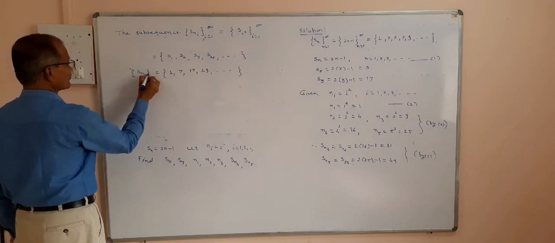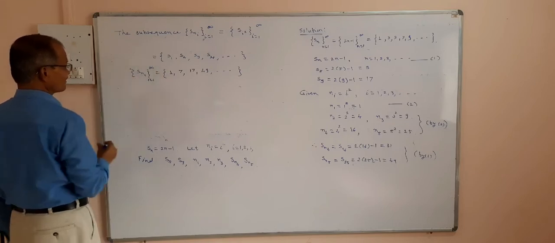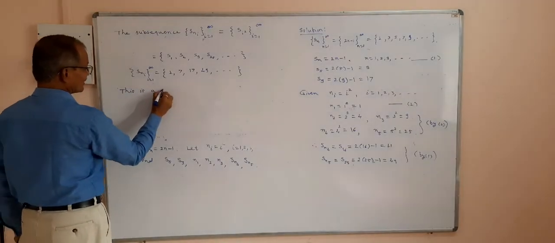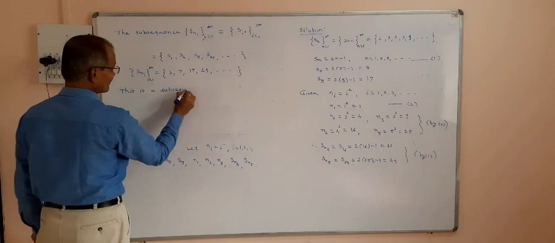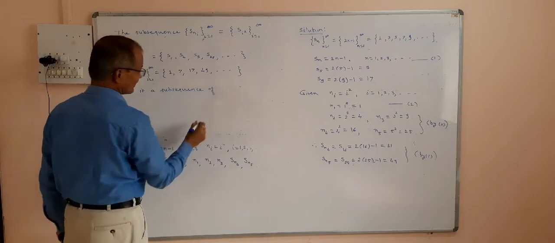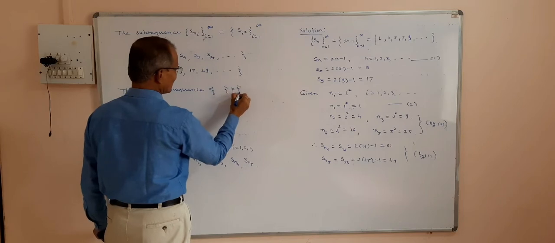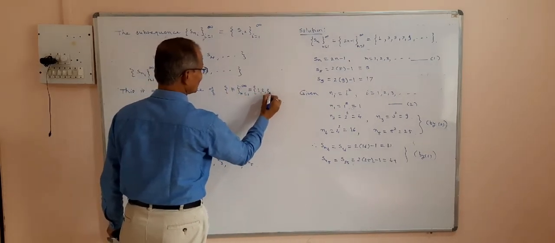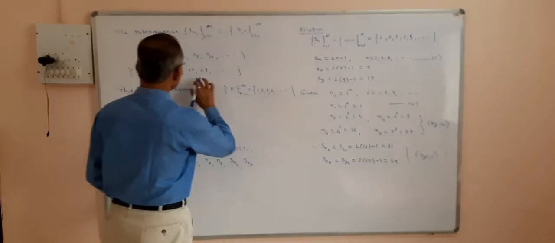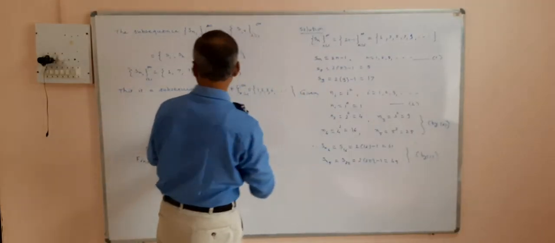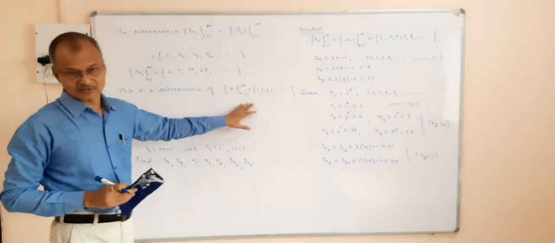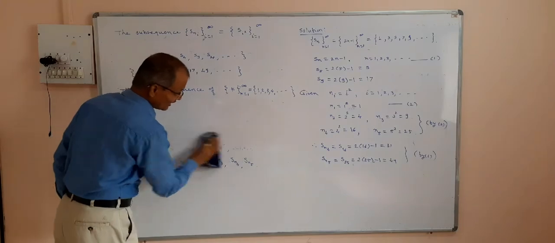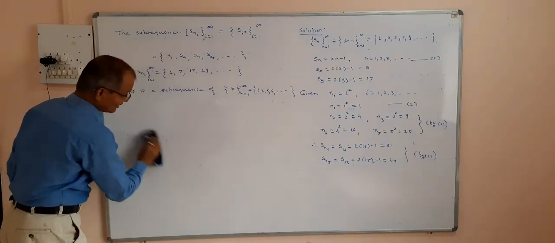There is the question whether this is a subsequence. This is a subsequence of k, where k takes value 1 to infinity, which is 1, 2, 3, 4, etc. This is a subsequence of this sequence. This is also a subsequence of this sequence of integers. So this is the relation between sequence and subsequence, and how to obtain the terms of a sequence.